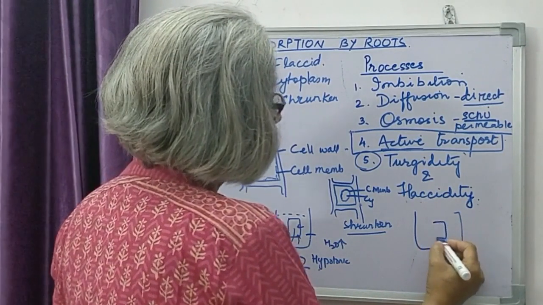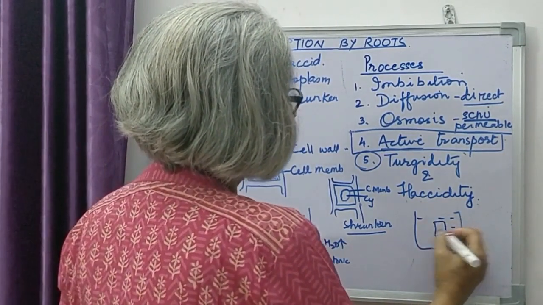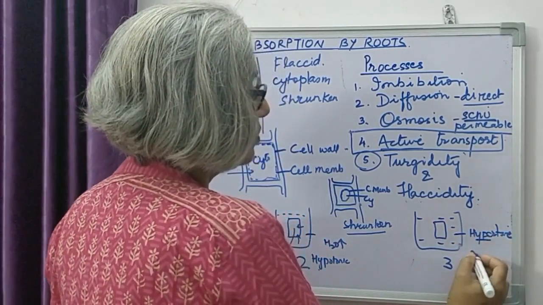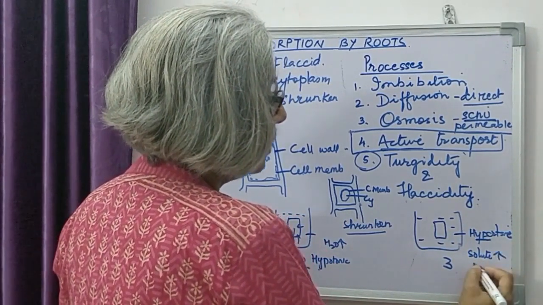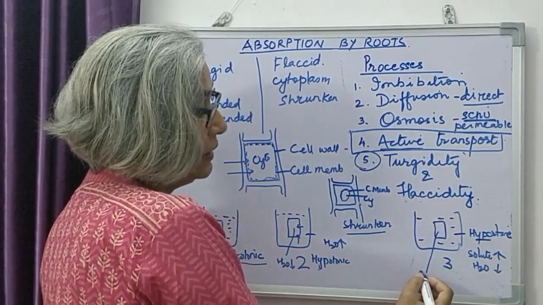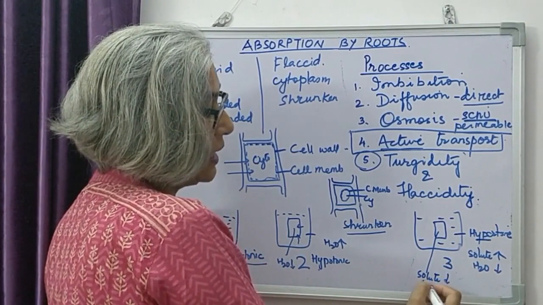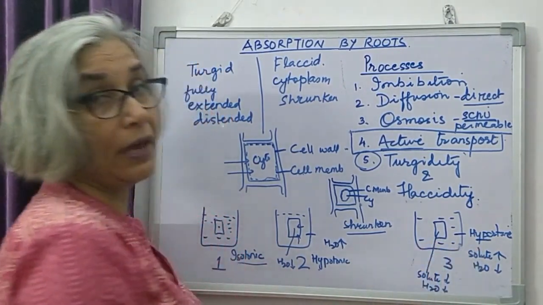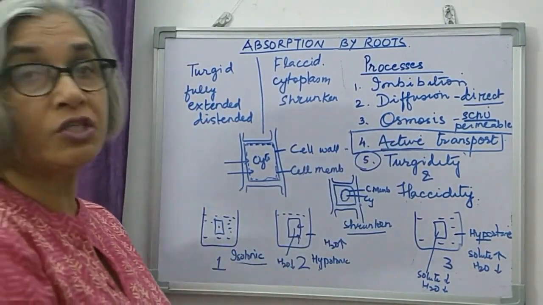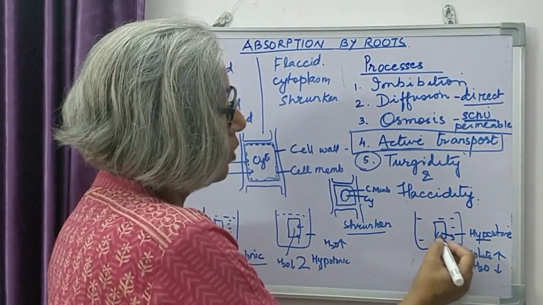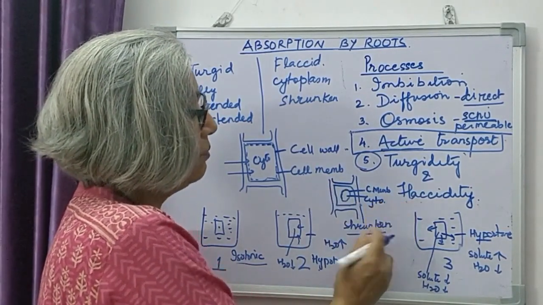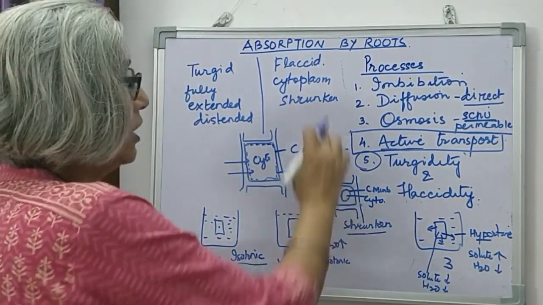In the third situation, we take a cell here. The outside solution is hypertonic. Hyper means high concentration, which means the solutes are more and water is less. It is comparative. We are comparing the two solutions. And inside the cell, the solute is less and water is more. So what will happen? Water in osmosis moves from a region of its higher concentration to a region of its lower concentration. So water will move out. When water moves out, what will happen? The cytoplasm will become shrunken. So the cell becomes flaccid.